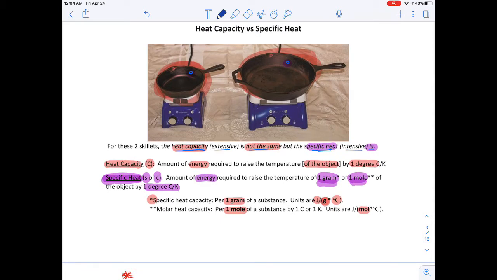Then we did a comparison of heat capacity versus specific heat. So heat capacity is when you have standardized things in industry and they only come in certain sizes. So you don't have to know the per gram specific heat. You just know that the big skillet, the large size one, has this heat capacity and the small sized one has that heat capacity, or coils or whatever you're talking about.